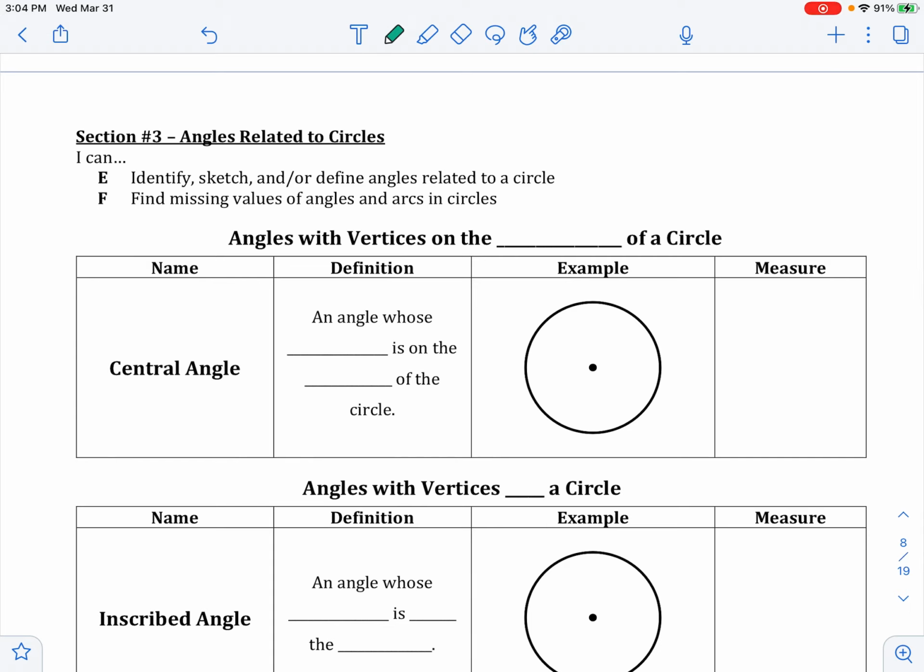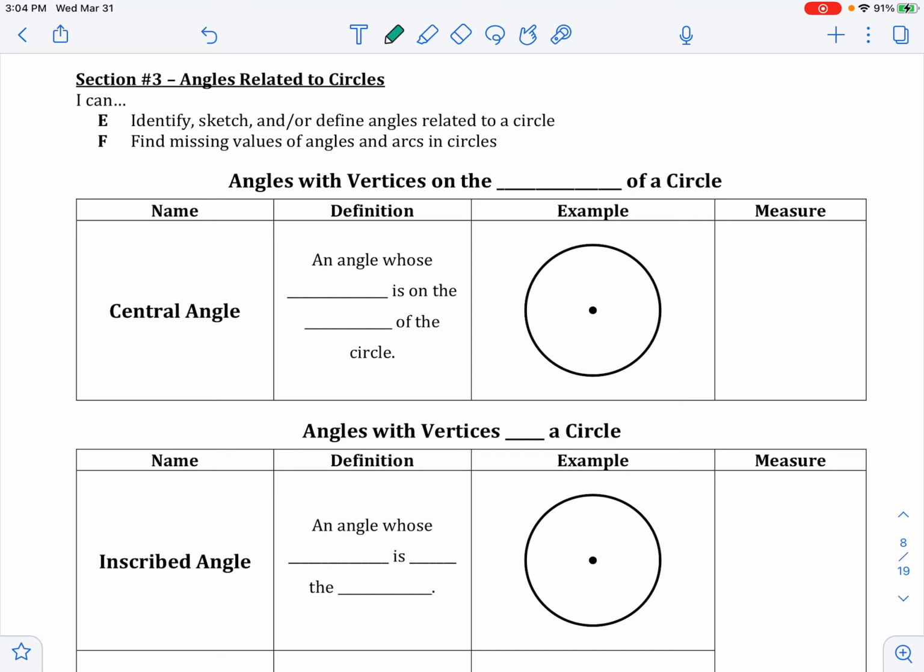Hello and welcome back to Unit 6A. We are on Section 3, Angles Related to a Circle. This one is kind of a long section, so I'm just going to encourage you to do this section over 2 days maybe, and I'll give you a good place where you can stop and take a break.